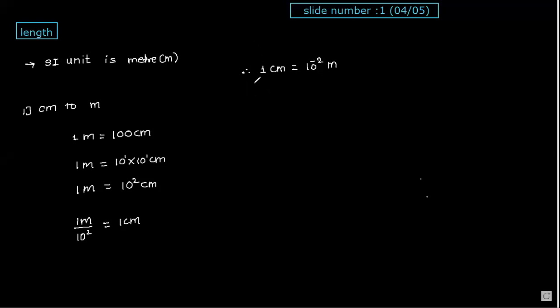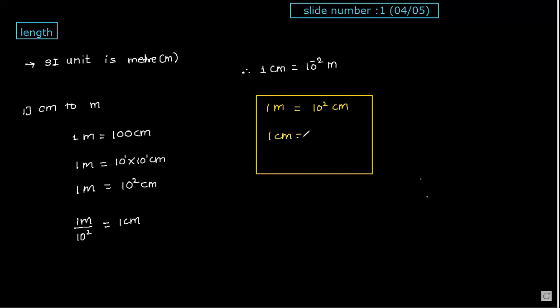Right? So what do we have to keep in the box? Look, here in a box what I am keeping: one meter is equal to 10 power 2 centimeter and 1 centimeter is equal to 10 power minus 2 meter. Understand?